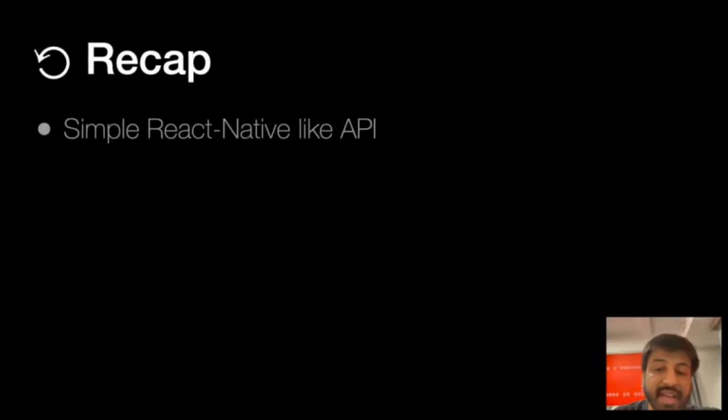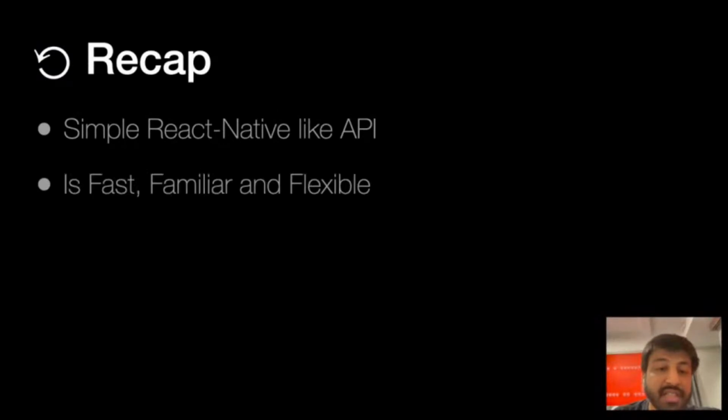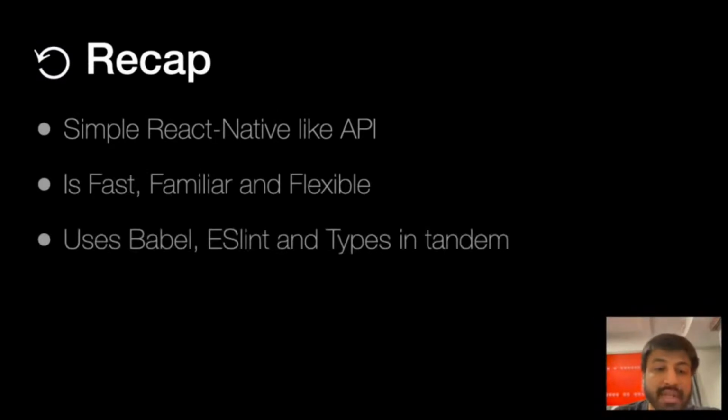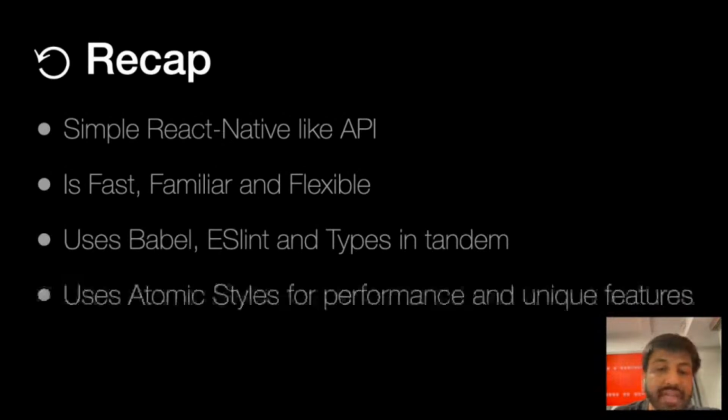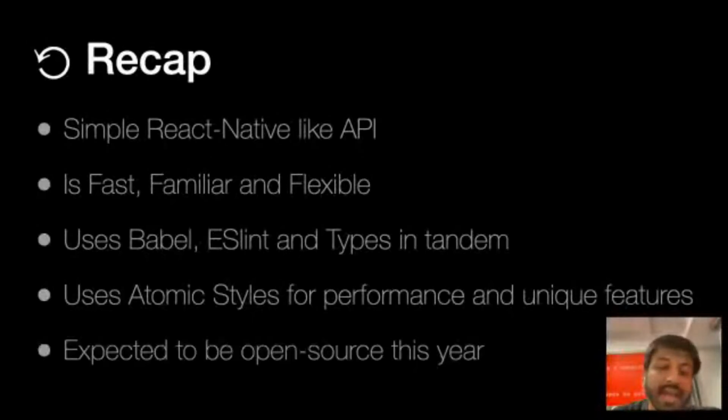To recap, Stylex gives you a simple React Native-like API. It is fast, familiar, and flexible. It builds on top of Babel, ESLint, and static types. It uses atomic styles to give you performance and unique features, and it should be open source this year, hopefully.